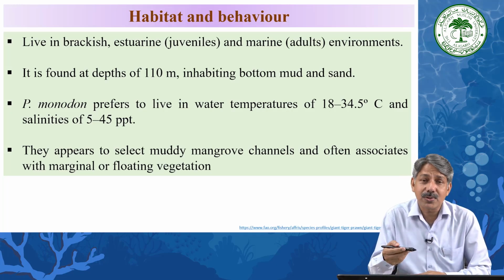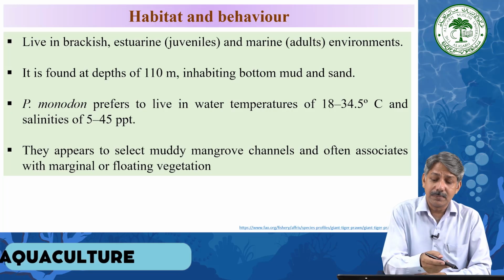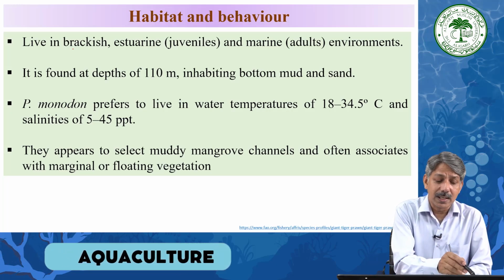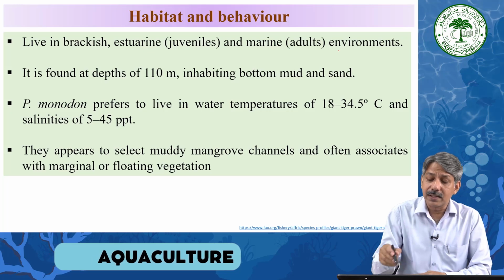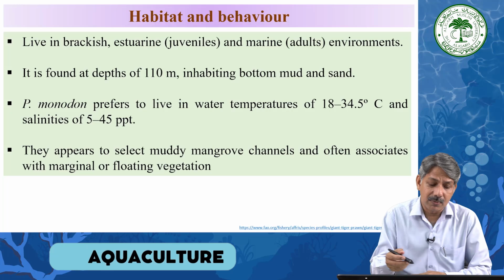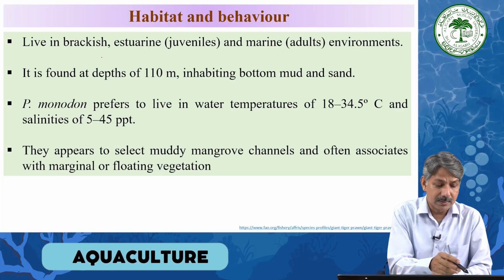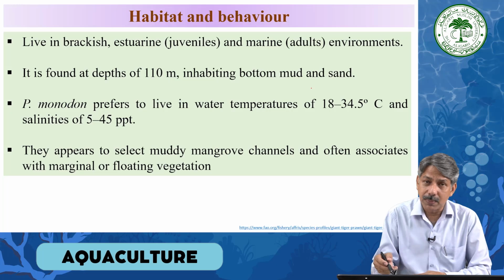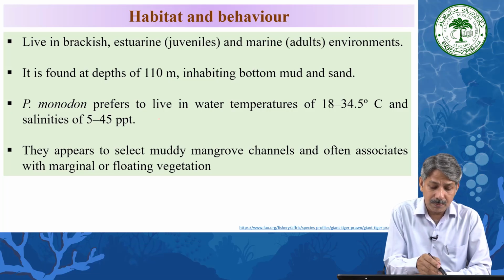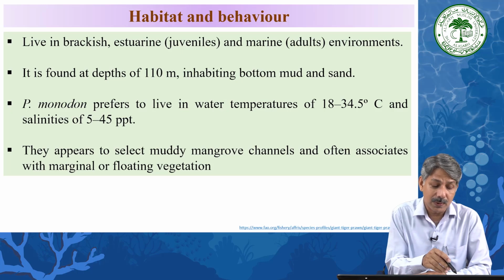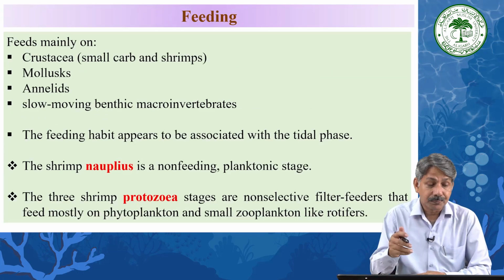Habitat and behavior also we have discussed, that they occupy diverse habitats. In fact, in brackish, estuarine, and marine environments. We know that adults live in marine environments, whereas juveniles live in brackish and estuarine waters, at depths up to 110 meters, inhabiting bottom mud or sand. Monodon prefers to live at a water temperature, as we have already discussed, with quite wide tolerance to temperature and salinity, especially salinity.